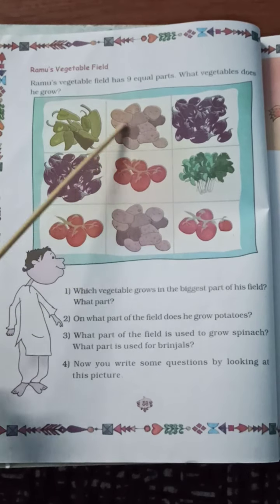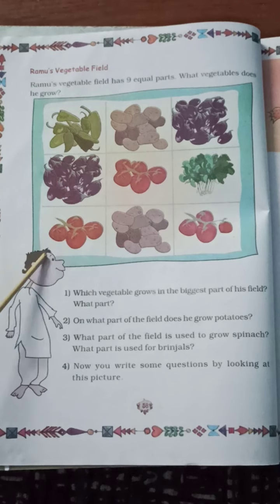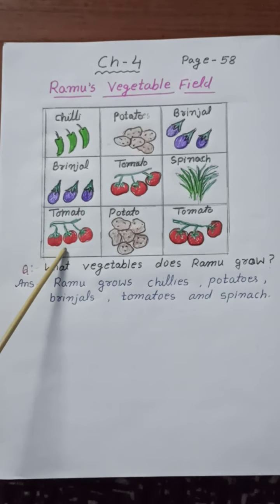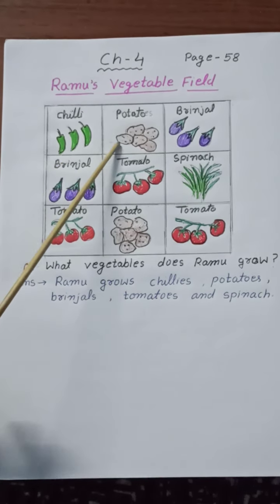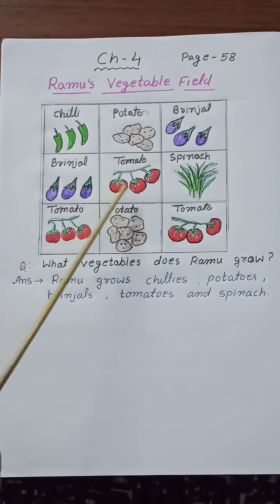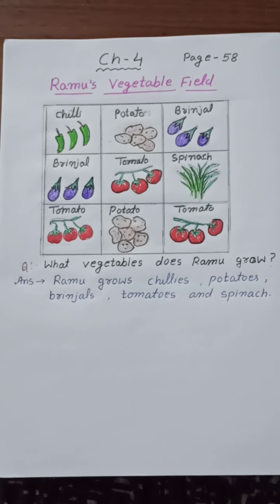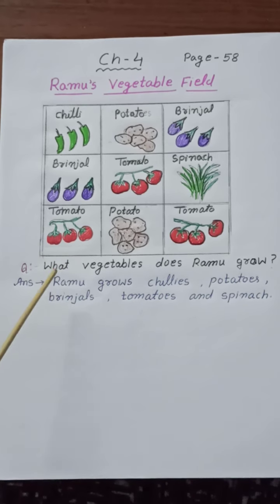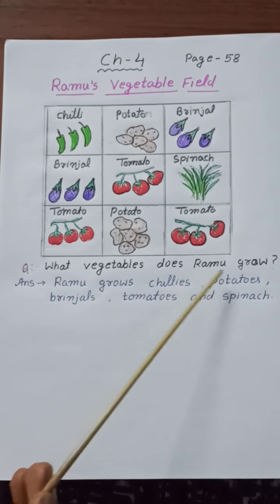So children, I have drawn this figure in my notebook. So let's see. Look here, children. Here I have drawn the vegetable field and it is divided into 9 equal parts. 1, 2, 3, 4, 5, 6, 7, 8, 9. Okay. So here are some questions based on this figure. First, what vegetables does Ramu grow?